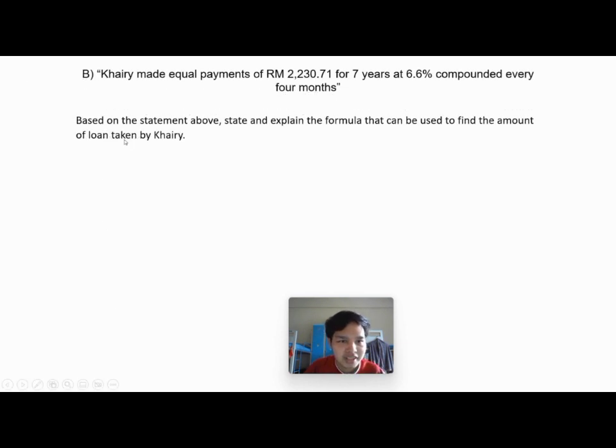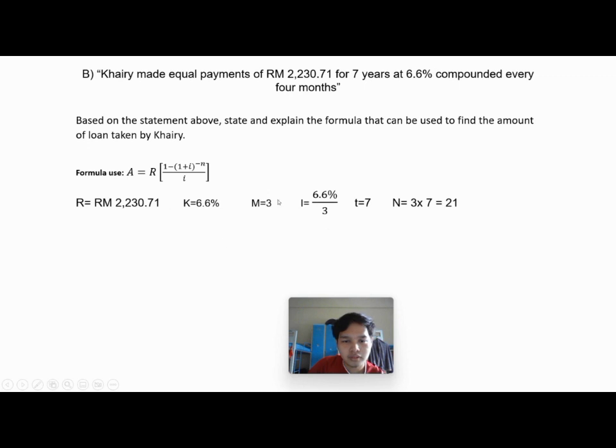Let's move to question B. Khairi made equal payments of 2,230.71 for 7 years at 6.6% compounded every 4 months. Based on the statement above, state and explain the formula that can be used to find the amount of loan taken by Khairi. This is the formula. All these items can be found in this question.